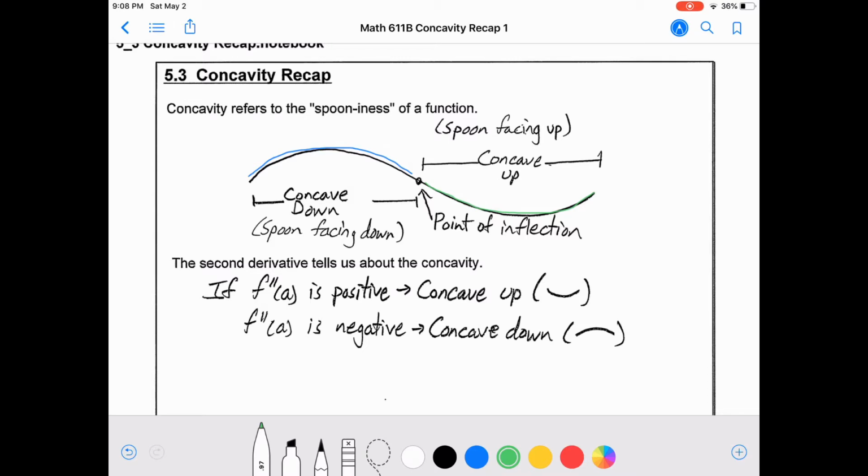So if the second derivative is positive, like this, then we're talking about concave up. If the second derivative is negative, then we're talking about concave down. And the place where concavity changes, that's a point of inflection.